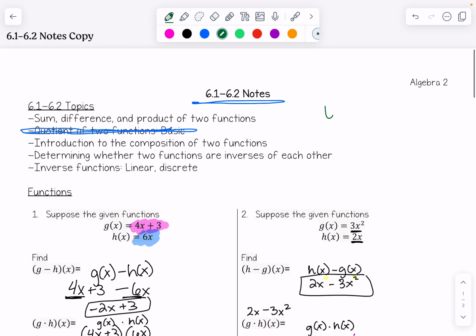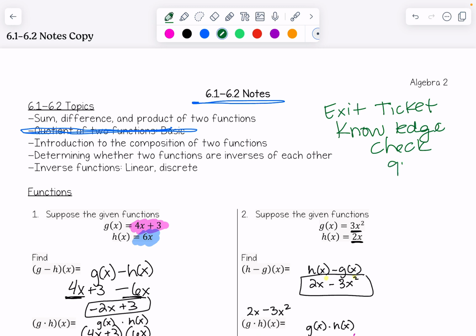Go do your exit ticket. You have our exit ticket. You have your knowledge check. And you have 9% topics. I don't know what's happening there. Topics. Okay, get this done.